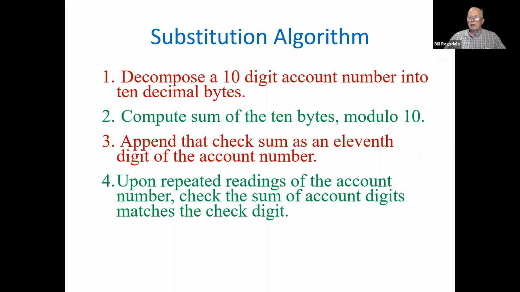So how do we address this particular need? The method or algorithm that I used was to decompose a 10 digit number, that is a four stack number, into 10 decimal bytes. Then across those 10 bytes, compute the sum of those bytes and extract it modulo 10. So we want a decimal number 0 through 9 when we're done as a check digit. We'll append that check digit as the 11th digit on the account number. Then upon repeated readings of the account number along with the check digit, one would perform the check across the 10 digits and compare with the 11th to see whether there has been a digit error.